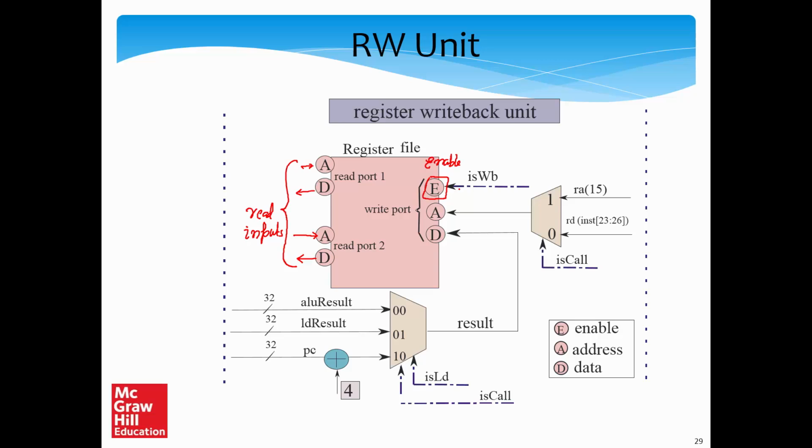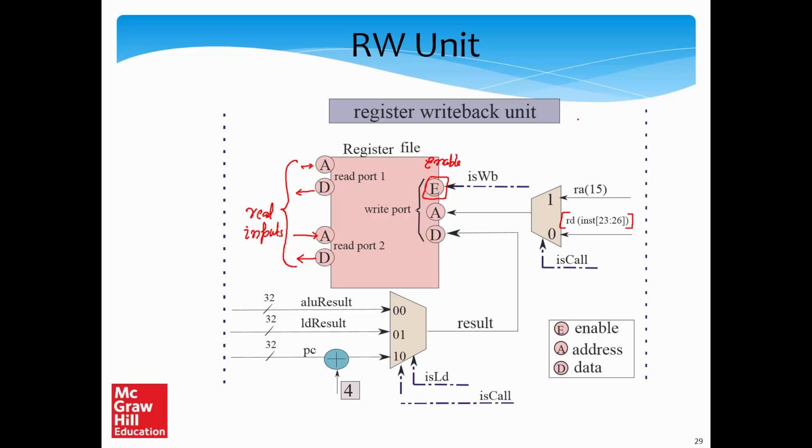Next, we need to consider the address. Address basically means which register we want to write to. It's not a memory address, it's a register address. And since simple RISC has 16 registers, a register address is 4 bits. So we have a choice here. We can choose between several things. One is that we take the default register destination, which is RD, the RD field in the instruction, bits 23 to 26. So that is the default.